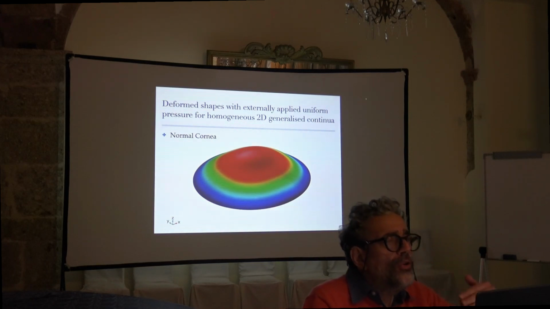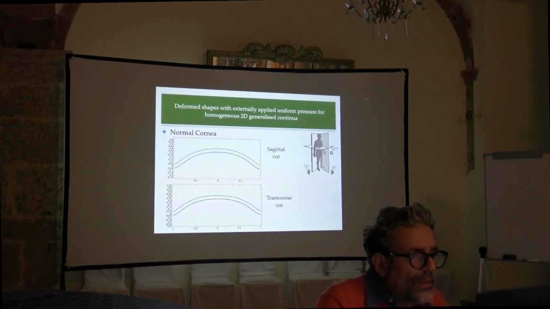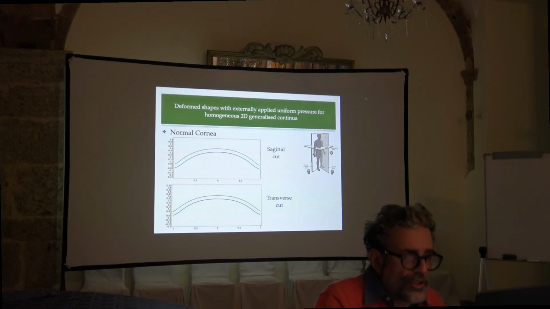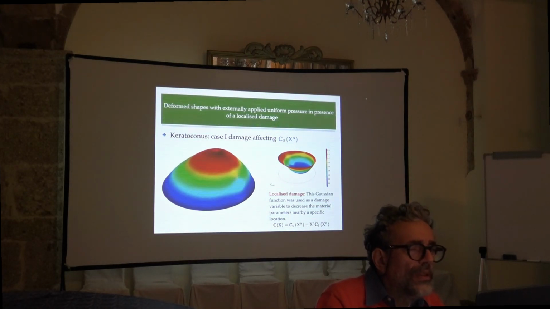So we imposed a pressure and we got a beautiful form of normal cornea. So parameters could be fitted, and we have all these, say, interior and exterior surface of cornea shapes. Okay. Then we started with the first assumption.